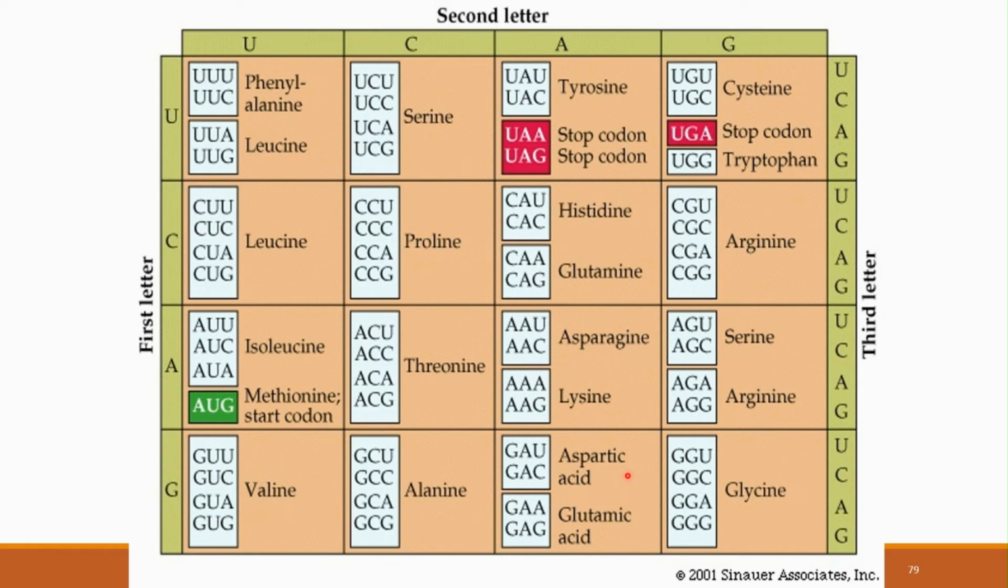Using the codon chart, let's find the original CAG. The first letter is a C, so we start on the second row. The second letter is an A, so we take the third column.